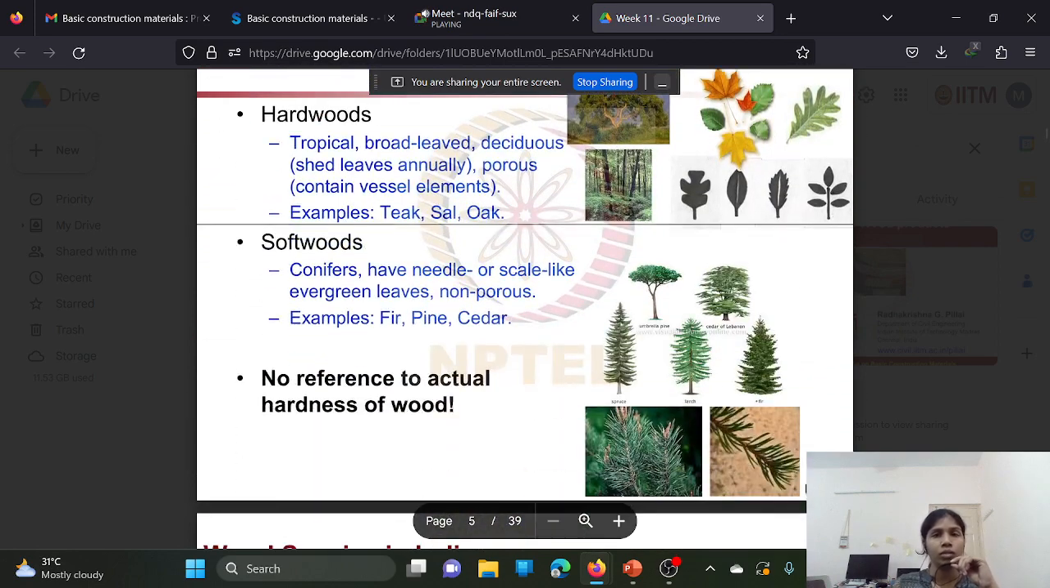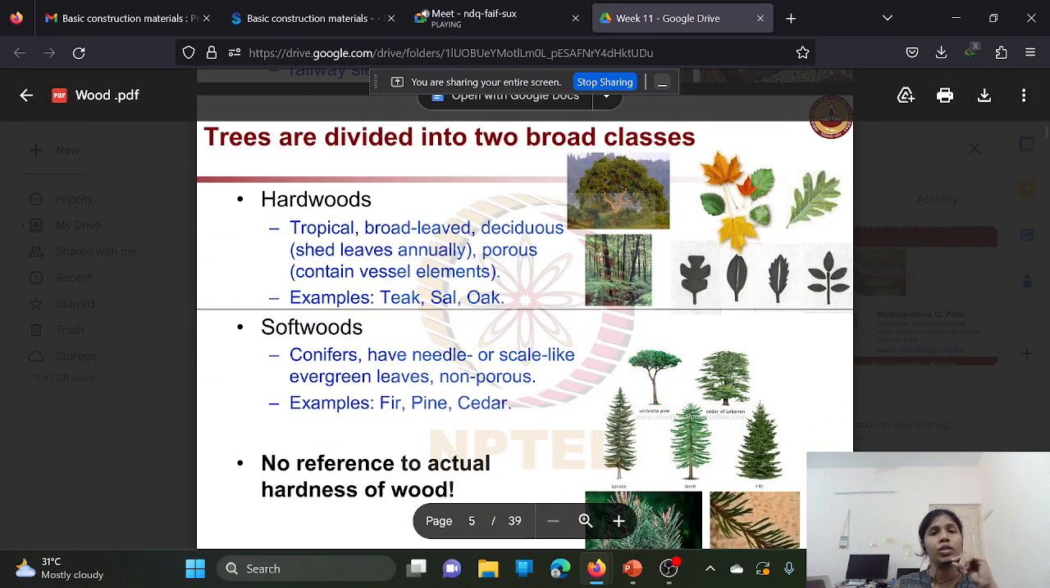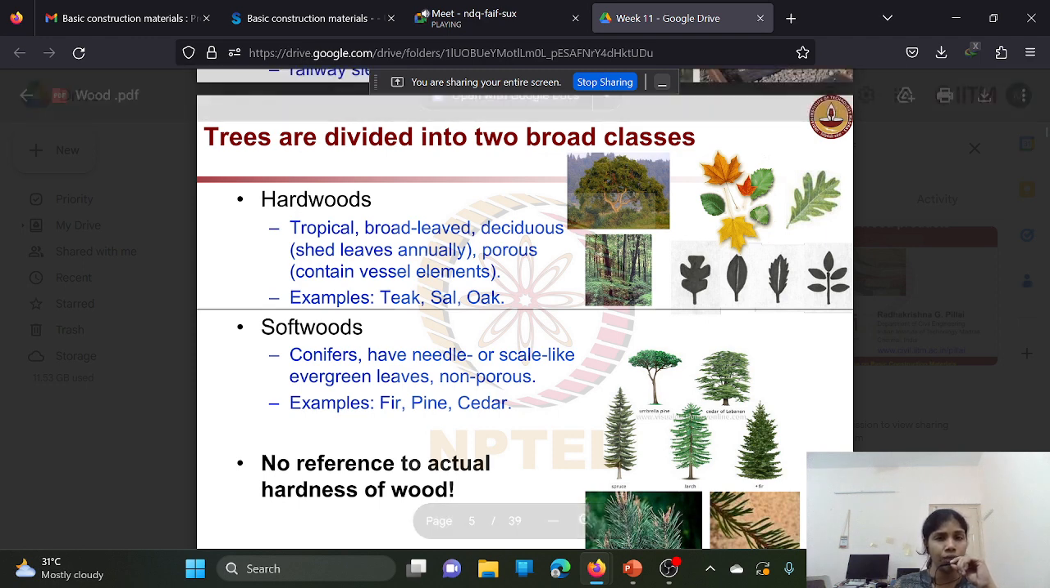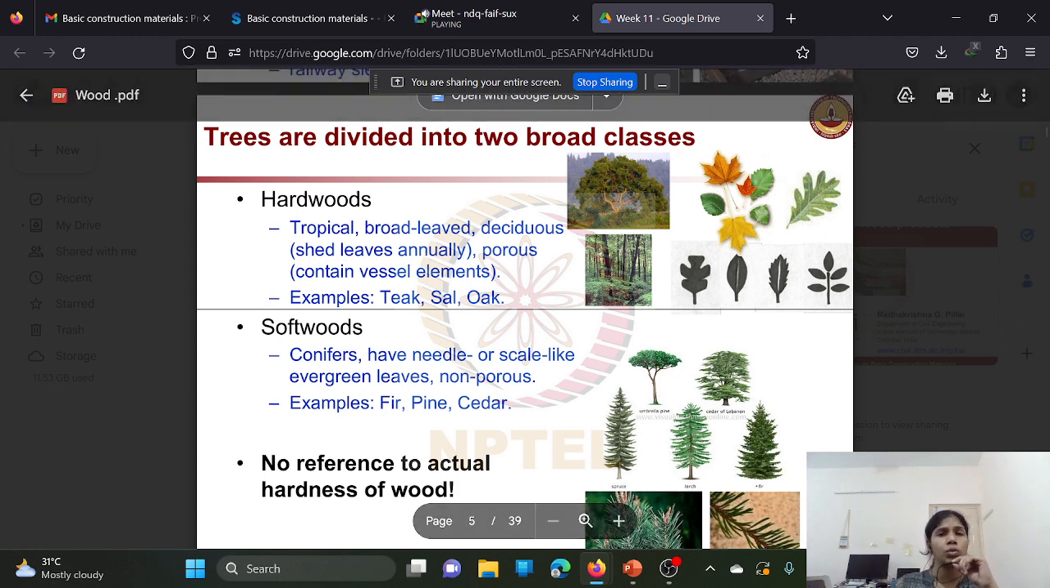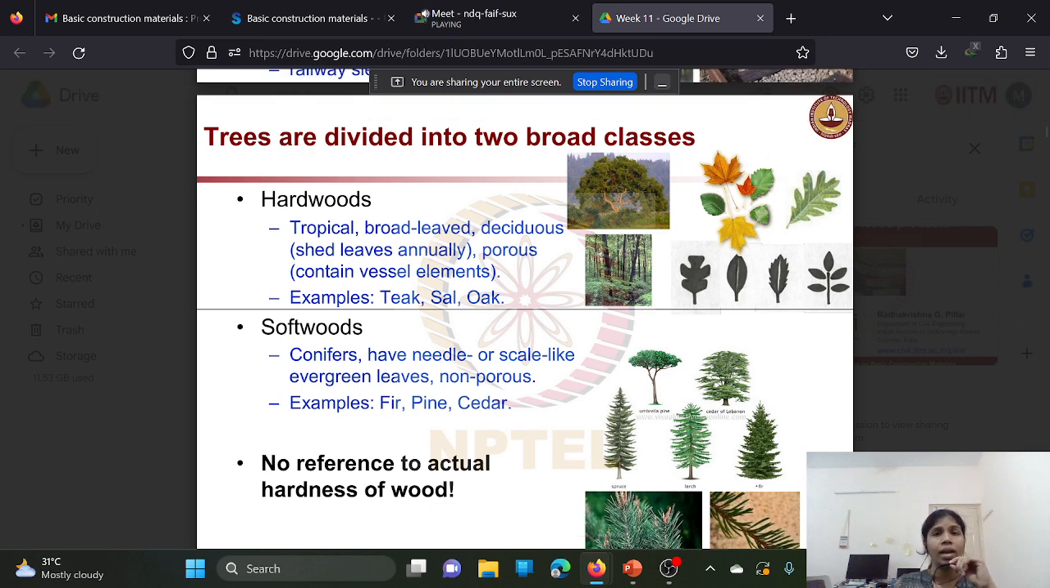Here you can see the classification. Trees are divided into two broad classes. Depending on the tree, the wood is classified as either hardwood or softwood. In hardwood, the trees are tropical, broad leafed and deciduous. Deciduous means the trees shed their leaves annually. And porous. Porous means it contains vessel elements, that is, some kind of porous elements on the upper part of the wood.